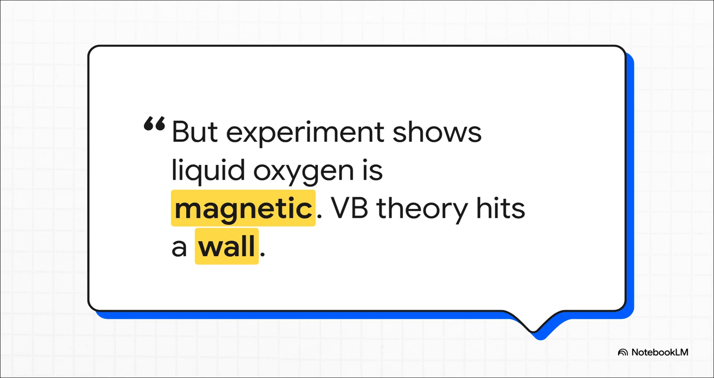But then we do the experiment. And it is so cool to see. When you pour liquid oxygen between the poles of a strong magnet, it sticks. It's paramagnetic. This is a huge problem. That simple, intuitive picture from VB theory is just, well, it's plain wrong in this case. It completely hits a wall.